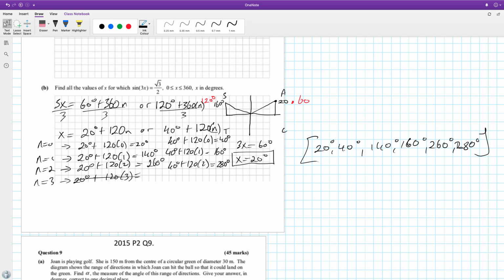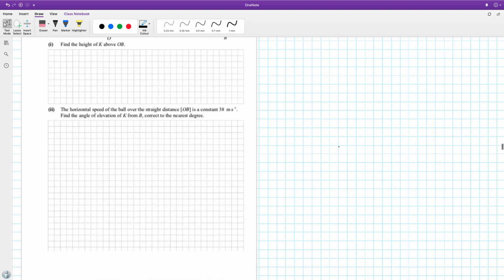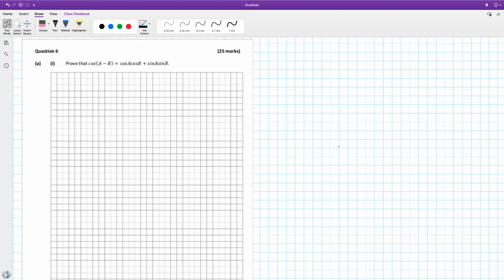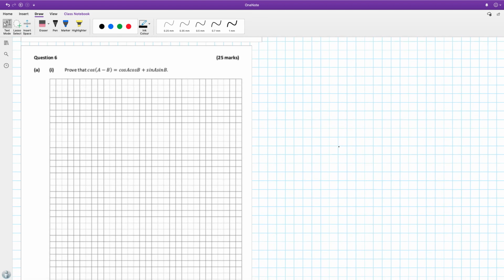Is that okay? Right. A few more of these. Now this one is a proof you have to learn. Six trig proofs. You just have to go and learn them. Simple as that. If you want your H1, you have to go and learn them.